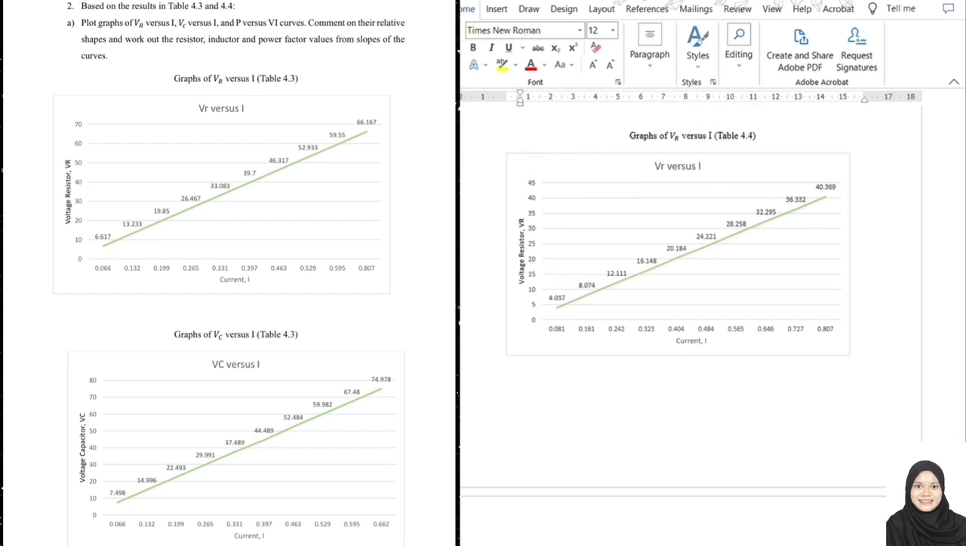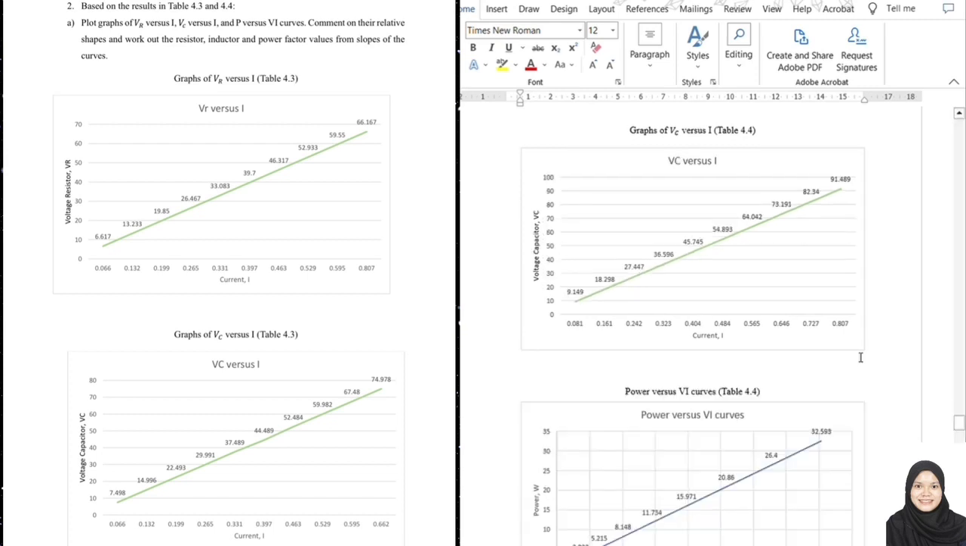This is the graph for 4.3, and this is the graph for VR versus I for table 4.3, and this is the graph for VR versus I for table 4.4. As you can see, this is a linear relationship because it is a straight line. The value of VR is much higher in table 4.3 than table 4.4, because when the current is 0.807, we got the VR of 66.167, and for table 4.4, when the current is 0.807, we get the VR of 40.369. So that's the graph for VR versus I.